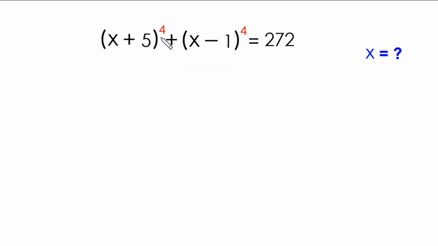(x + 5)^4 + (x - 1)^4 = 272. Our job is to find all possible values of x.